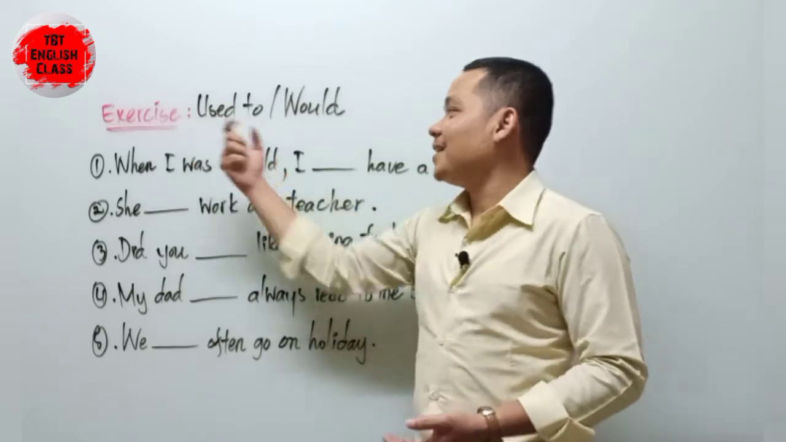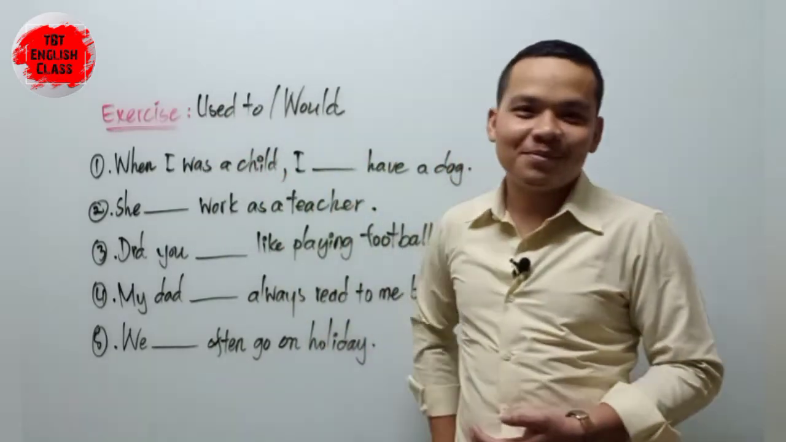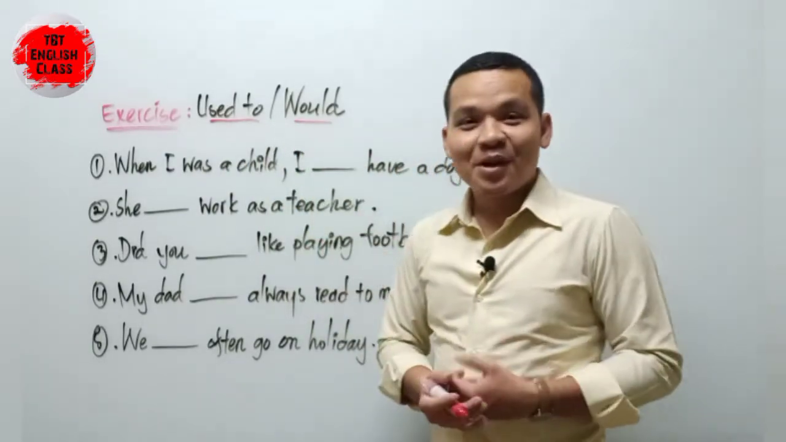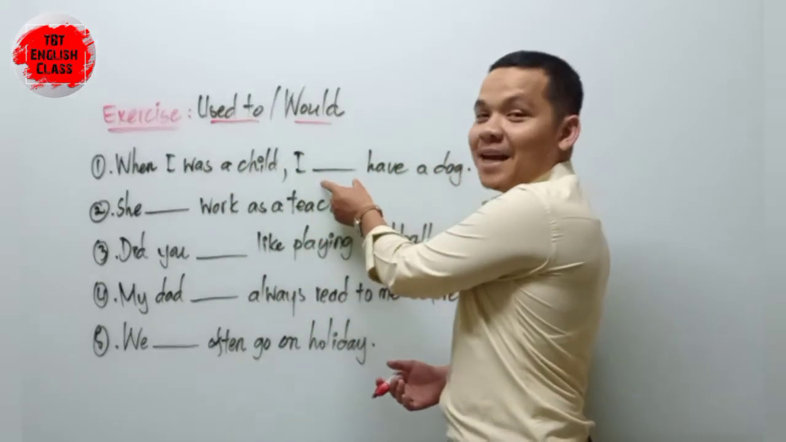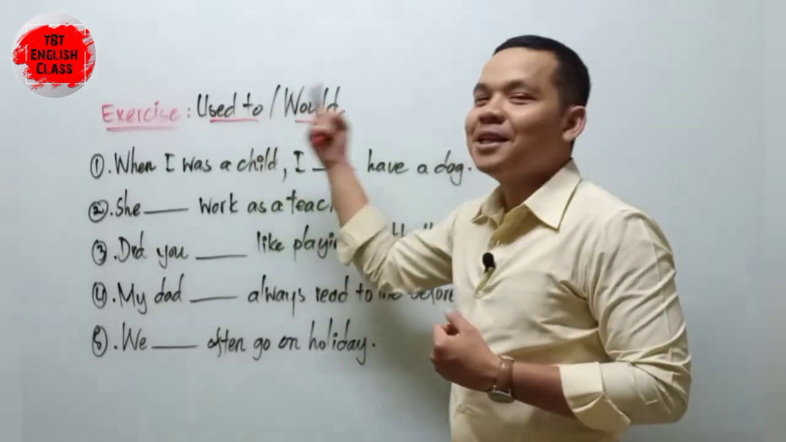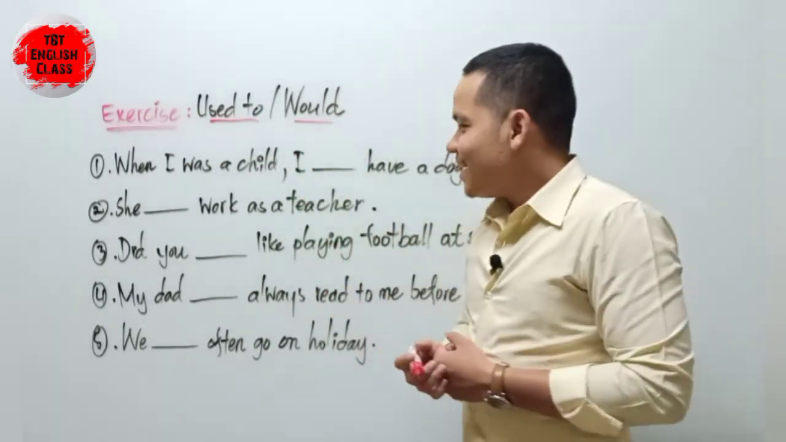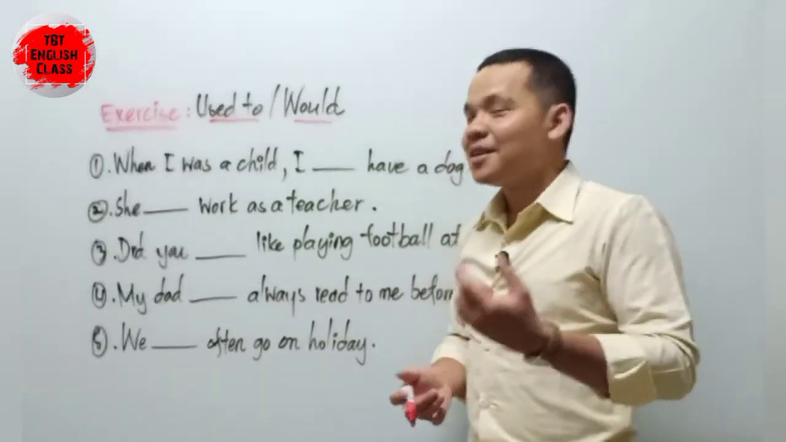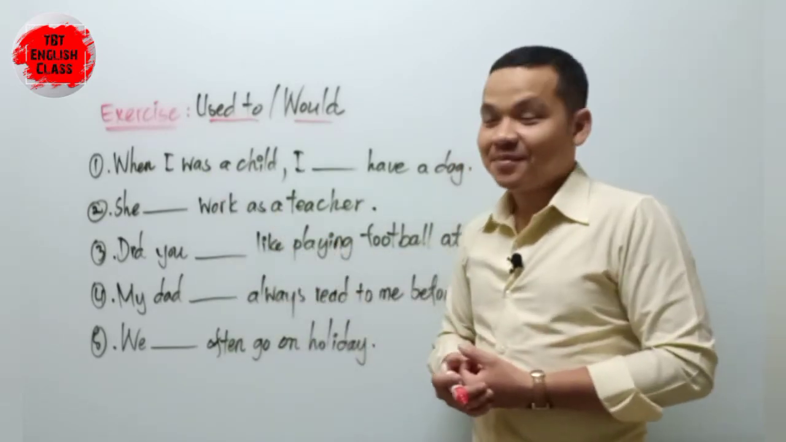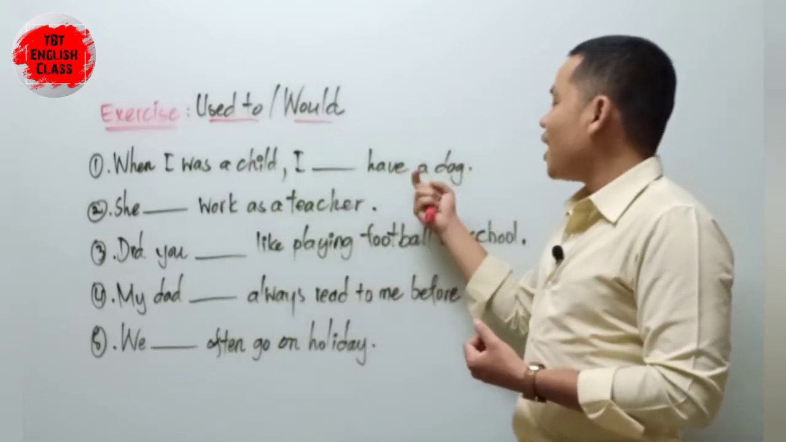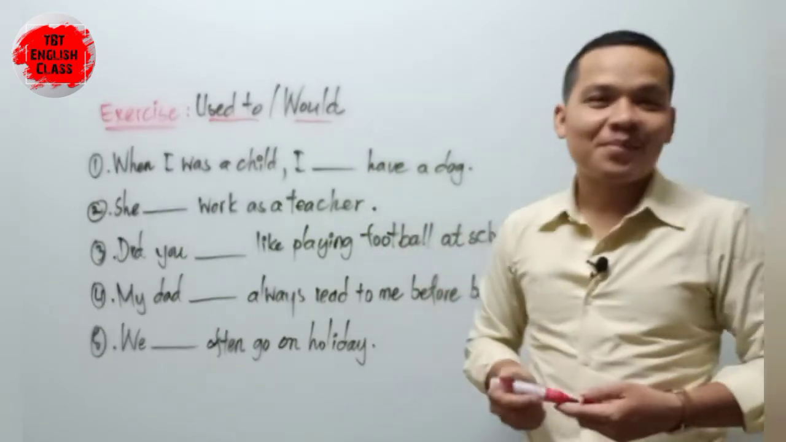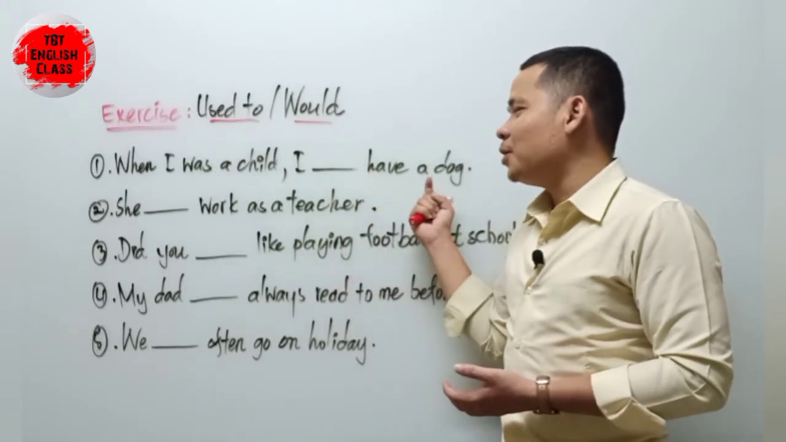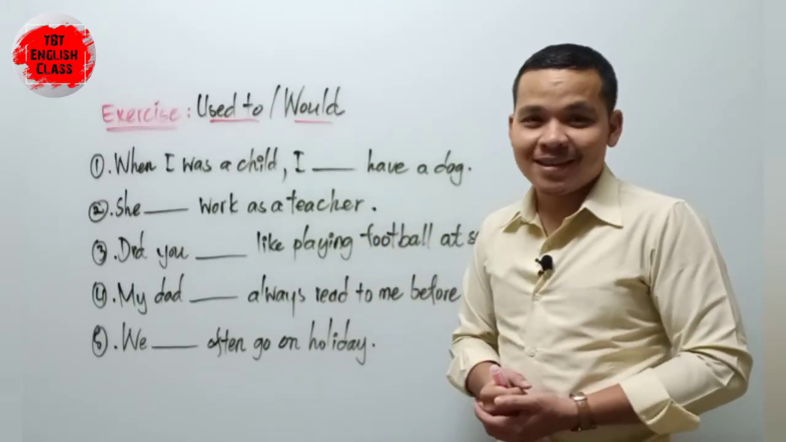You can see exercises on used to and would. Look at this exercise. Try your best to complete the gap. Just use only 2, used to and would. Okay? Practice with me. So number 1, decide yourself. When I was a child, I used to have a dog or I would have a dog. Your answer, which one? I would have a dog or I used to have a dog.